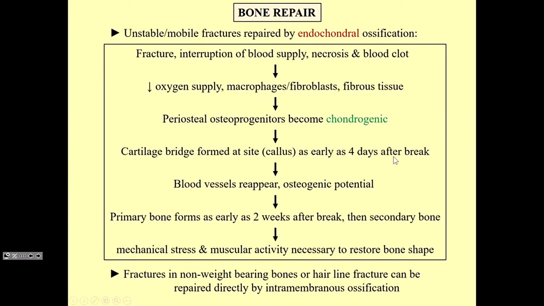Once you've got the cartilage bridge formed, eventually you're going to get some blood vessels that can penetrate back in with tissue repair into and around that cartilage, okay? And once you get those blood vessels penetrating into and around the cartilage, we will get endochondral ossification. Endochondral meaning cartilage replacement, okay? Initially cartilage, then you're going to get bone.